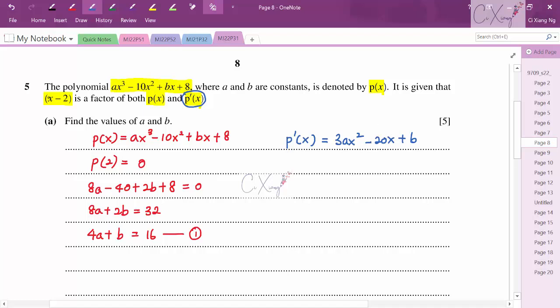And again, because x minus 2 is also a factor for p prime x, therefore we apply the factor theorem here, which means that when we substitute 2 into the polynomial, it will be equal to 0 because there's no remainder. So now I'm substituting the 2 into x for the p prime x. I'm having 2 squared is 4, 4 times 3 is 12, so 12a minus 40 plus b, and it is equal to 0. So from here, I get my second equation.